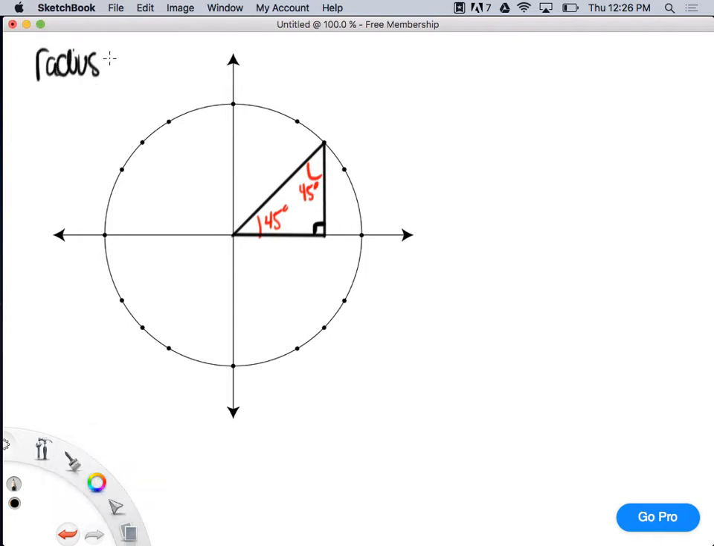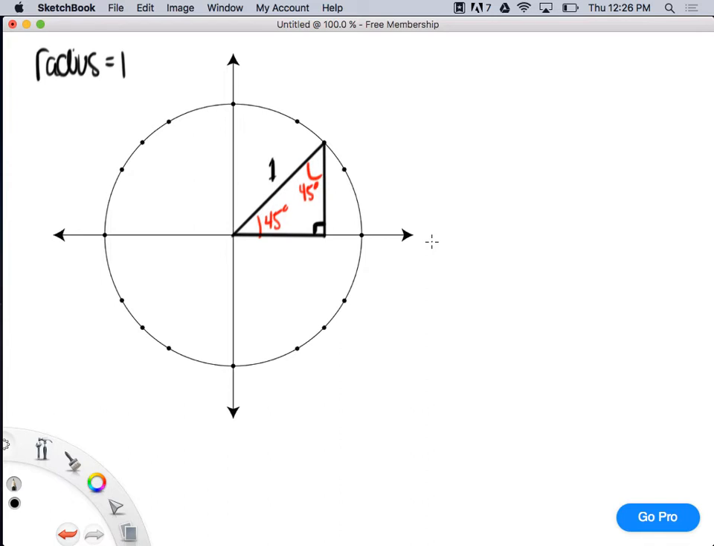Now once again, the radius of this circle is equal to 1. All the circles, they are all radius 1. So if the radius of the circle is equal to 1, what do I know about this side right here? The hypotenuse of this triangle. 1. Yeah. It's 1. There you go. Cool. So I've got that side.